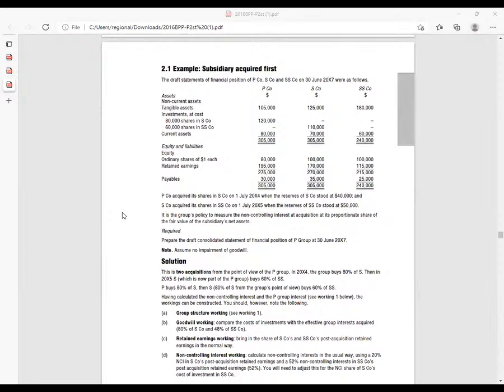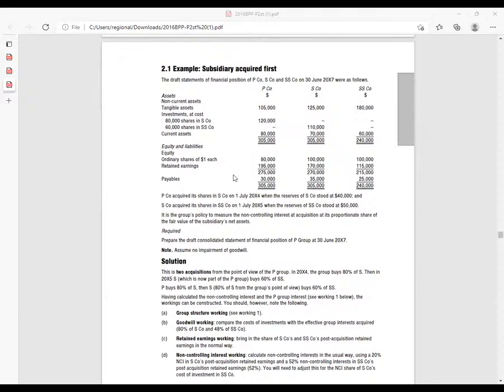Straight away, I'll go to the ordinary shares. I can see the par value is $1. And I can see the share capital of S is 100,000. So how do I get the number of shares? I'll pick the share capital of S company divided by the par value: 100,000 divided by $1.